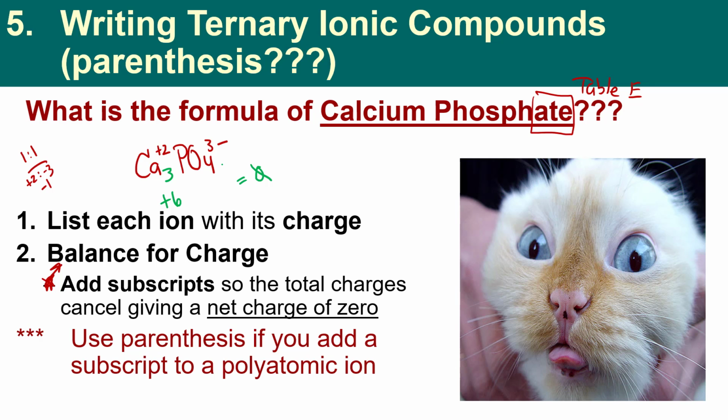I cannot put a 2 here, otherwise it looks like now I have PO42. And I've got to tell you, PO42, I'm not even sure what that is. So I have to make sure that I use parentheses when I do this. I'm going to put the whole polyatomic ion in parentheses and then put a 2 here to give me 2 times -3, which is -6. And if I add 6 plus -6, that gets me 0. So my formula is Ca3(PO4)2. And I'm going to include my charges because I want to make sure my bookkeeping is right. So that is the formula of calcium phosphate.